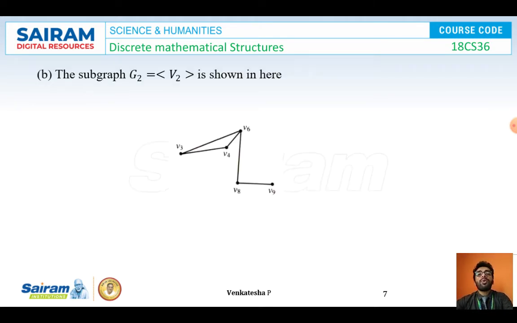So now I am going to draw a subgraph G2 with a vertex set V2 containing V3, V4, V6, V8, V11, and we can see that all these edges are contained in the graph G also. So hence this subgraph G2 is a part of the main graph G.